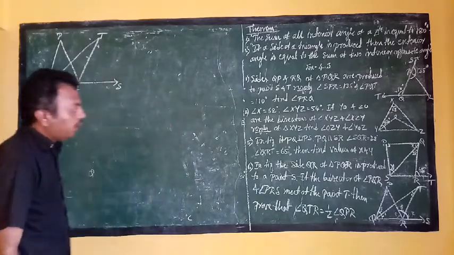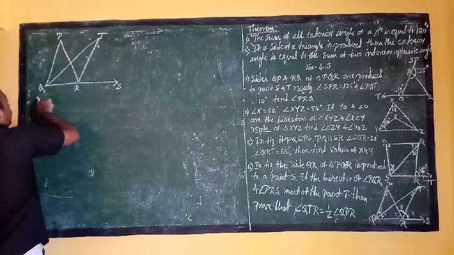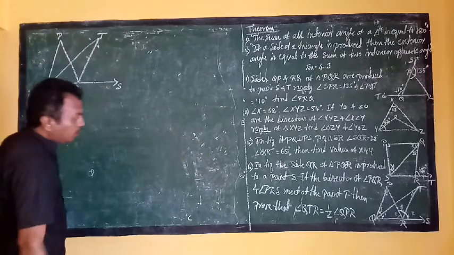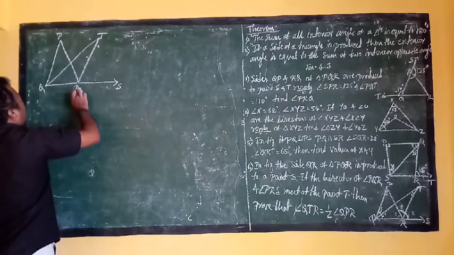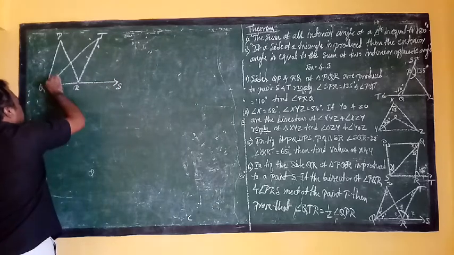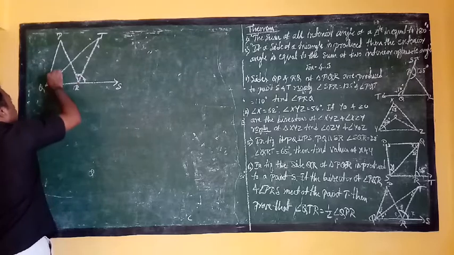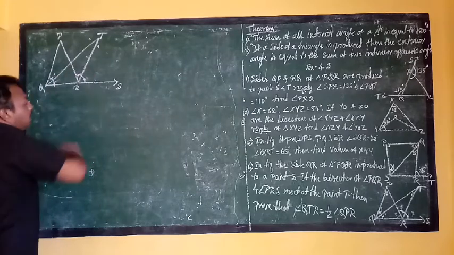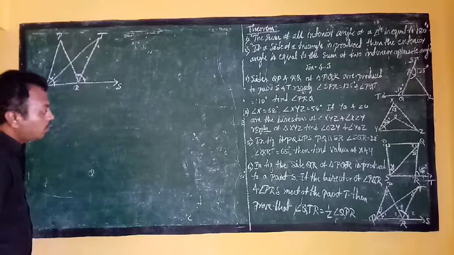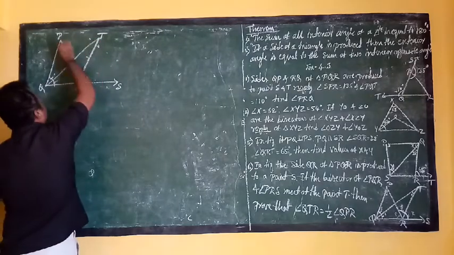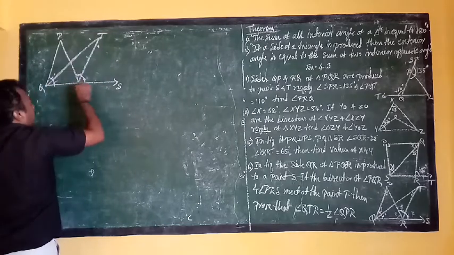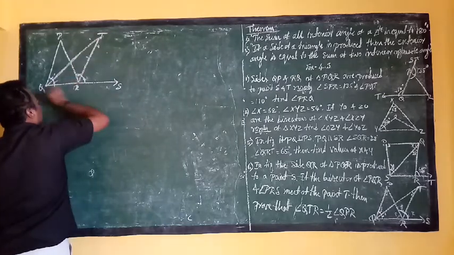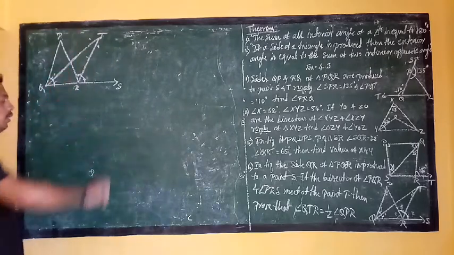The bisectors of angle PQR and PRS, so this angle and this angle are bisected. That means these two angles are equal and these two angles are equal. Correct? So these two bisector lines will meet at the point T. So the PQR bisector line is QT and the PRS bisector line is RT. So QT and RT meet at the point T.